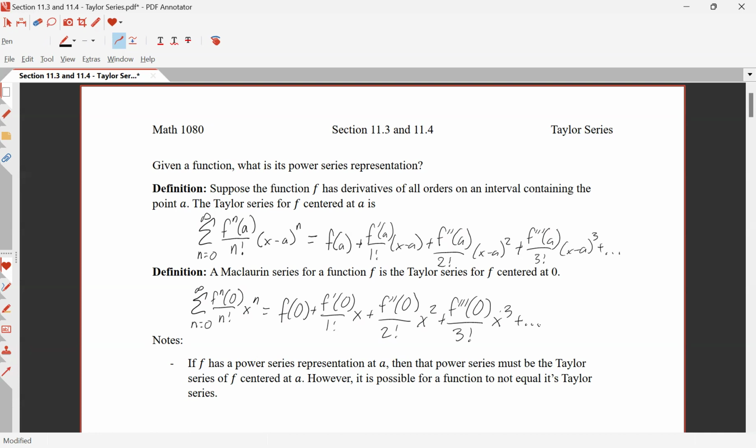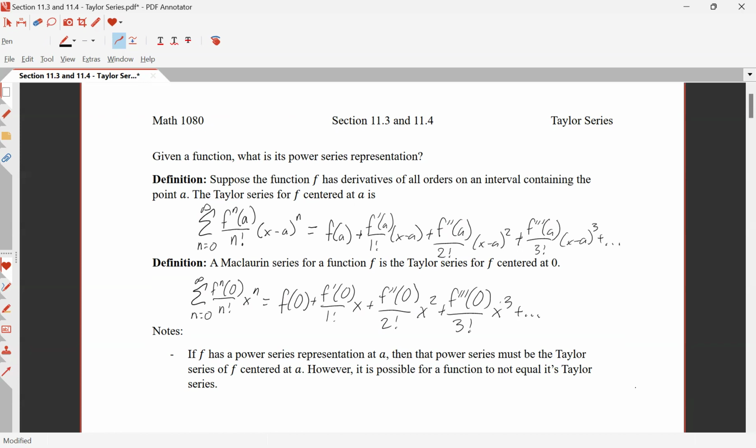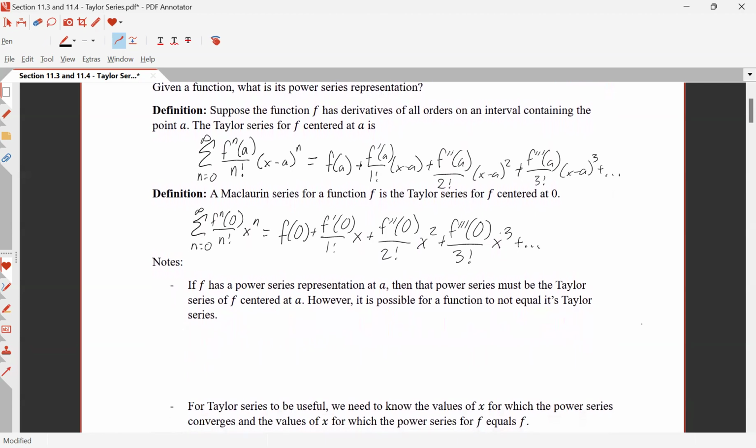A few notes about these: they're used to represent functions. The power series and a function can equal each other on an interval. But if f has a power series representation at a, then that power series must be the Taylor series of f centered at a. So if there is a power series representation, that power series representation is the Taylor series. However, it is possible for a function to not equal its Taylor series.